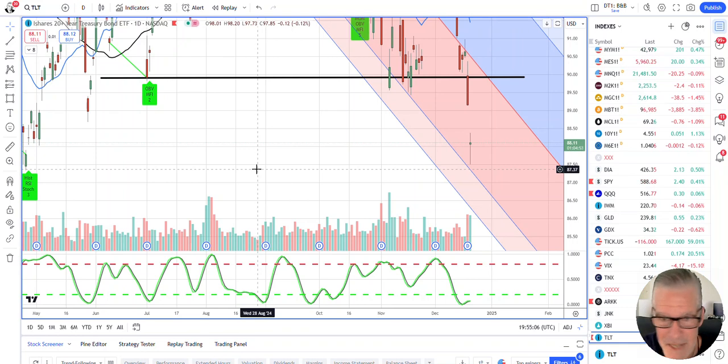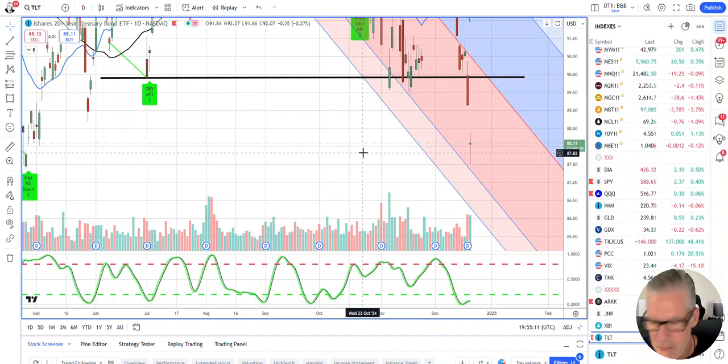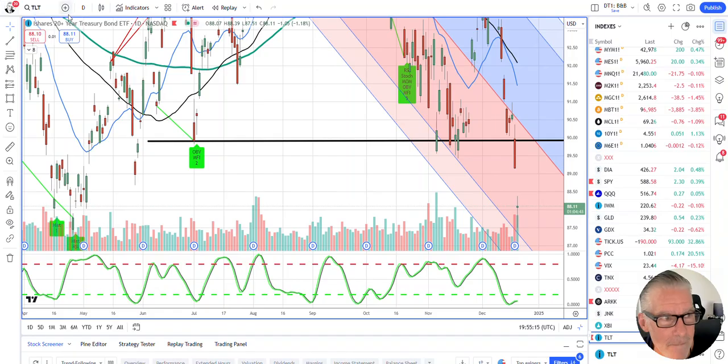And if we can see a gap up and hold that gap tomorrow, we abandon that doji down below, and then that should be it. That should be it for the fall in bonds. So that would be hopeful, but we're not there yet.